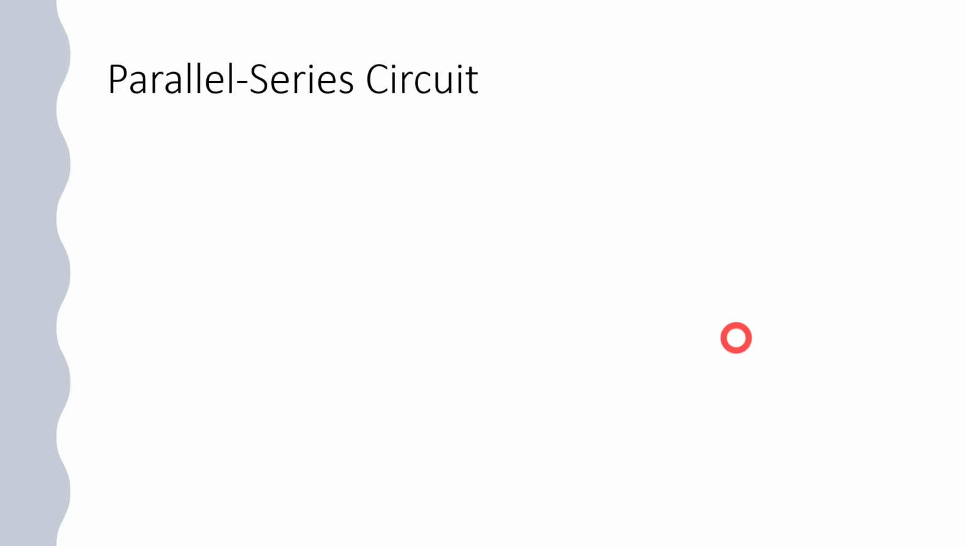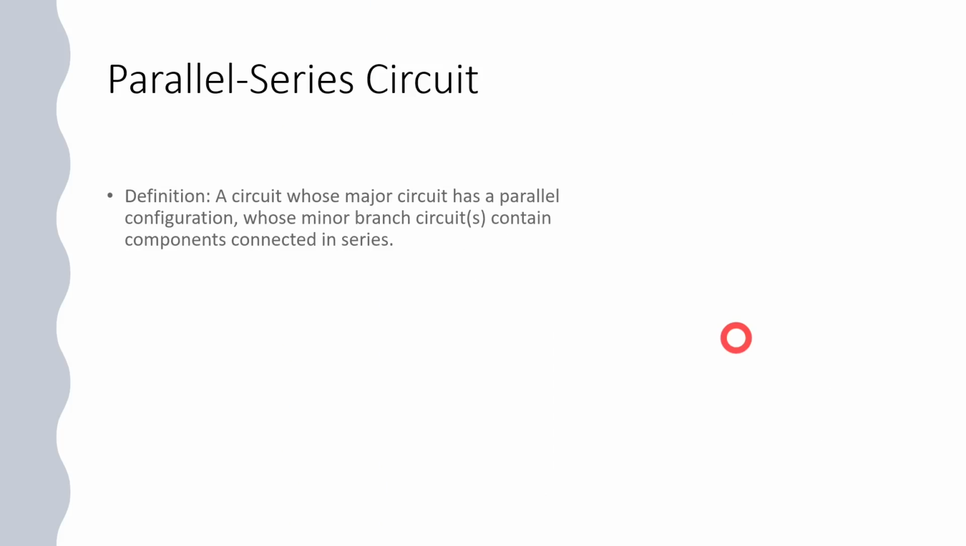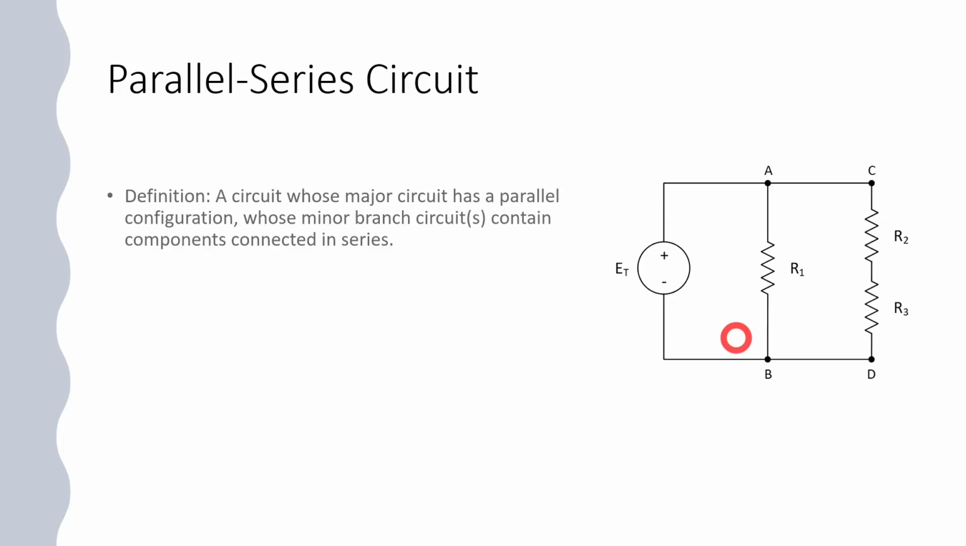We'll study that next. So, the parallel series circuit. Let's give a good definition for this. A circuit whose major components are parallel in configuration, and they have minor branches that contain components that are connected in series. This is our schematic for that. We have a major parallel circuit, meaning that each branch has total voltage across it, and one branch is comprised of just one resistor. The second branch is comprised of two resistors connected in series. That is our parallel series circuit. Of course, you can have a parallel series circuit with more than three resistors, but this is the simplest form of a parallel series circuit.